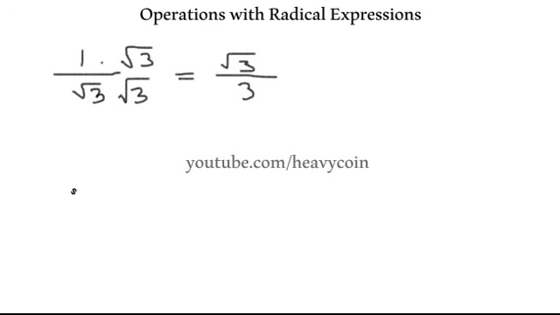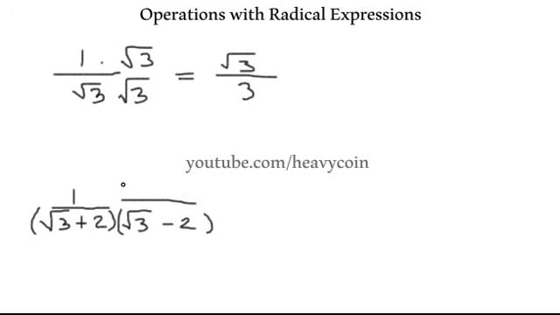But let's say that we had something like 1 over the square root of 3 plus 2. The trick we're going to use here is we're going to multiply the bottom by the square root of 3 minus 2. So you see this, we have the square root of 3 minus 2 over the square root of 3 minus 2, which is just 1. So now we've got 1 times the square root of 3 minus 2, so I'm just going to write that like there. And then we multiply the denominator.